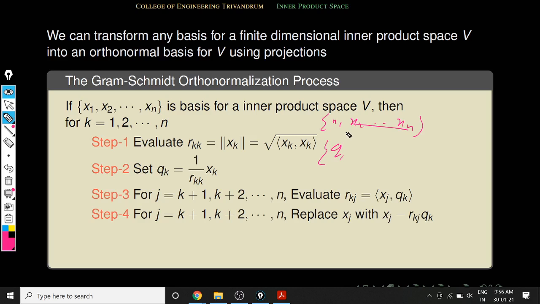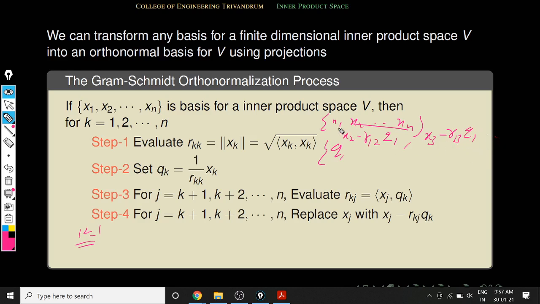That means we are replacing X2 by X2 minus, suppose K equal to 1, then J equal to K plus 1 means J equal to 2. So we are replacing X2 by X2 minus R12 Q1. Clear? And what about X3? We are replacing X3 by X3 minus R13 Q1, etc. Okay, that is the algorithm.